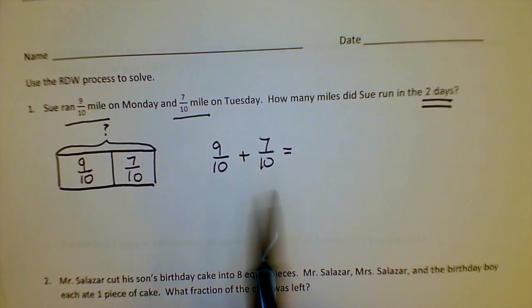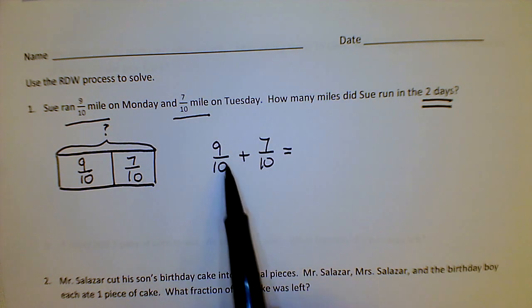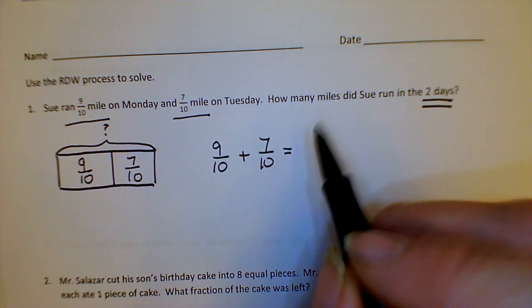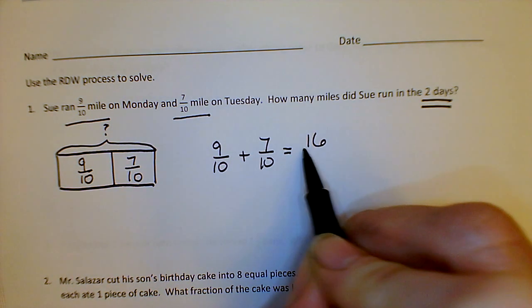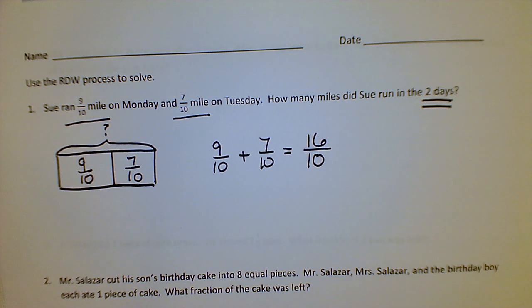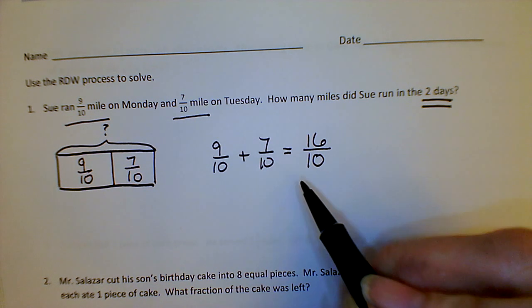Remember, the denominator is just telling us how large our pieces are. It's like a label, so I have 9 of these pieces plus 7 of these pieces, which gives me 16 pieces, and the size of the pieces is 10. But we do not want to leave this as a fraction greater than 1. We definitely want to go ahead and turn this into a mixed number.